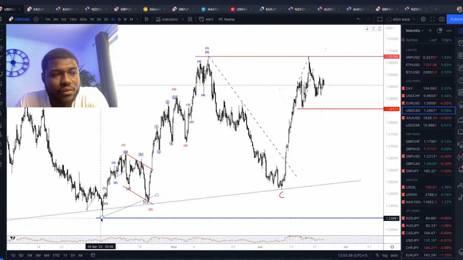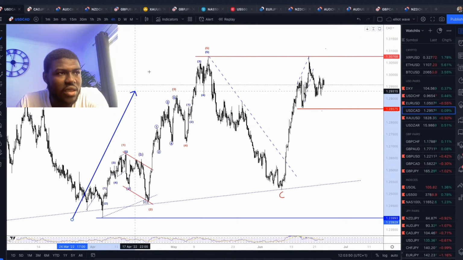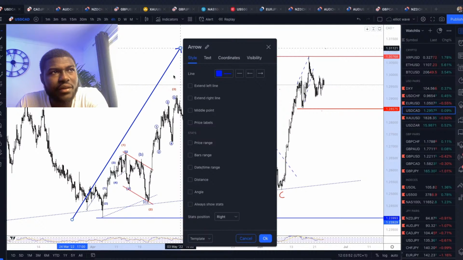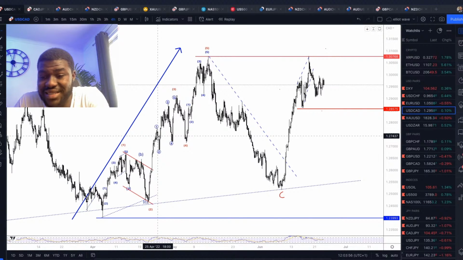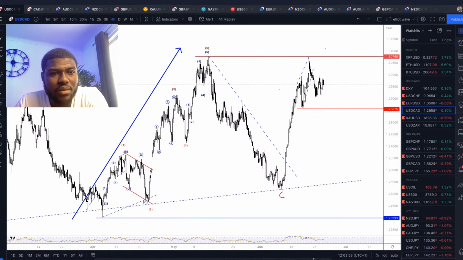So starting from this low, I could spot an impulse to the upside and a correction downward in form of zigzag here. Then this is wave 3, this is wave 4, and this is wave 5. So that is the basics, the first premise for analysis, that there is an impulse to the upside. Okay, impulse. And as we have been saying several times without number, the market does not move in a straight line. It moves in cycles of impulses and correction.